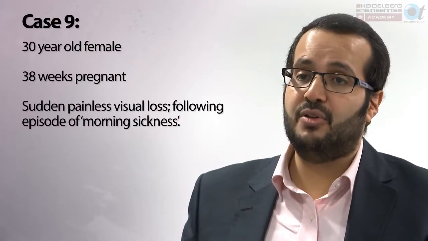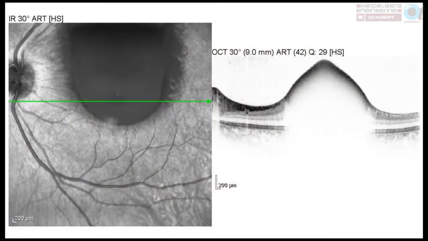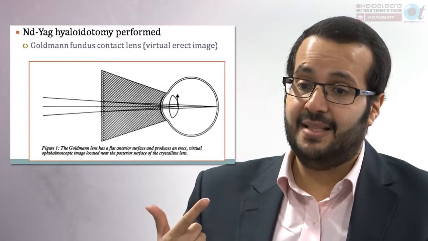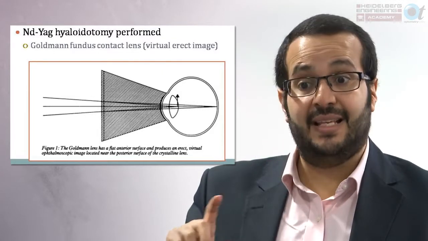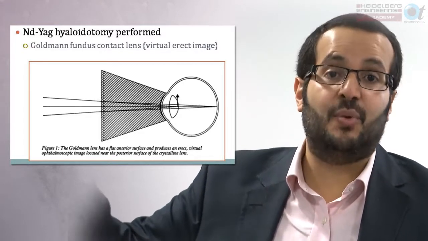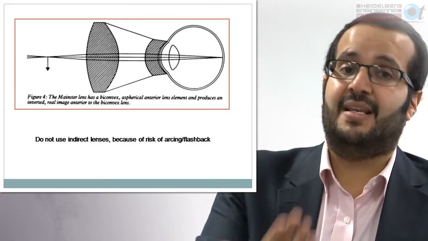This is a case of a 30-year-old female. She's 38 weeks pregnant with sudden painless loss of vision following an episode of morning sickness. And you can see this large pre-macular subhyaloid hemorrhage that's obscuring the macula, obscuring the blood vessels. So no wonder she can't see. Here's the OCT, which shows beautifully that the blood is beneath the hyaloid and in front of the retina. I treated her with YAG laser, where using a fundus lens and the YAG laser, which we normally use for capsulotomy to treat posterior capsular opacification following cataract surgery, we can actually create a little tear in the hyaloid face, releasing the blood.